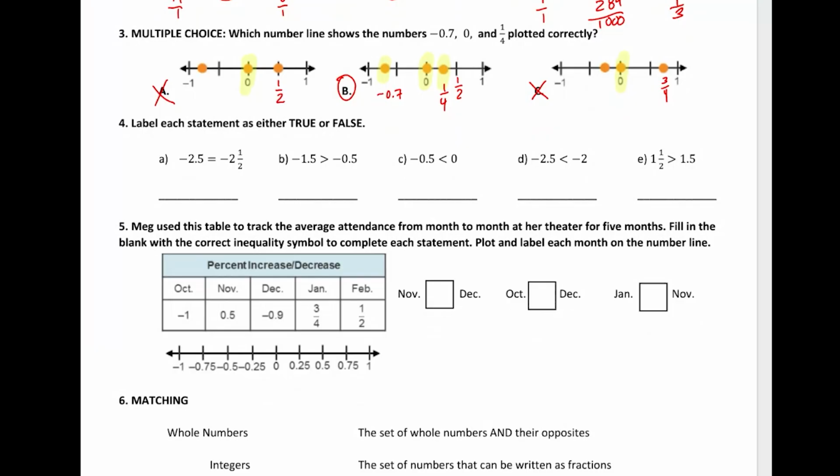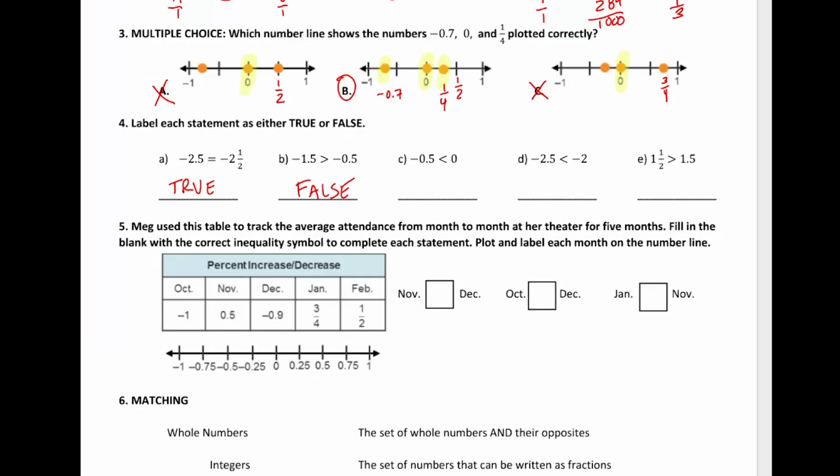Negative 2.5 is the same as negative 2.5. You can always throw that in your calculator if you want, but 1/2 is the same as 0.5. So this will be true. For B, negative 1.5 is not bigger than negative 0.5. With the negative numbers, if you look at how far it is away from 0, those are going to be the smaller numbers, unlike positive numbers. So this is false.